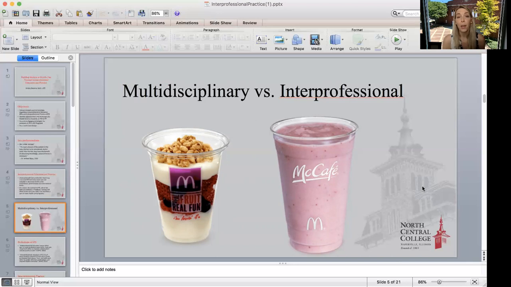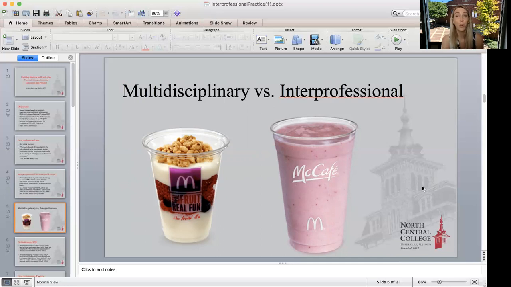And in multidisciplinary care, those different disciplines do not interact, they do not work together. So they're not sharing information both in person or through an electronic medical record system. There's no exchange of information. They may be working on the same patient, but they're not communicating in any way.